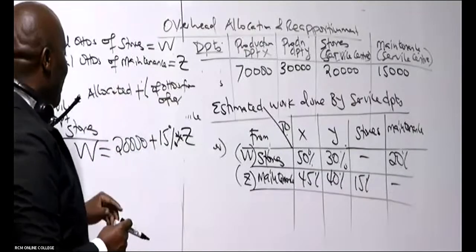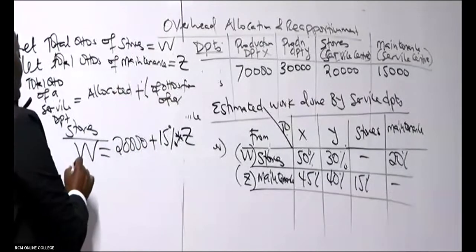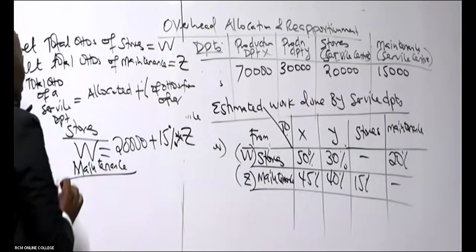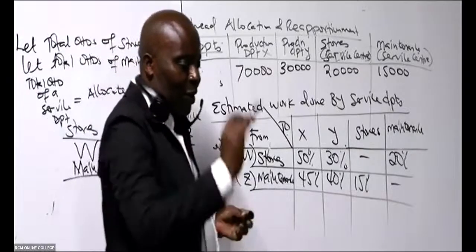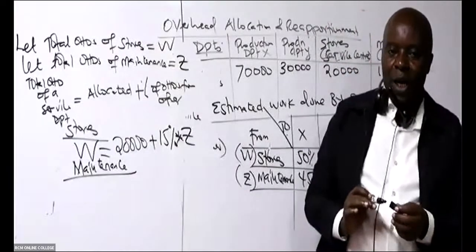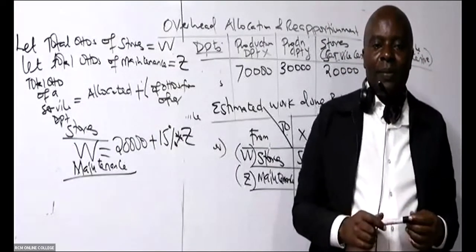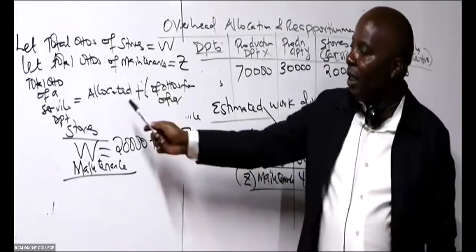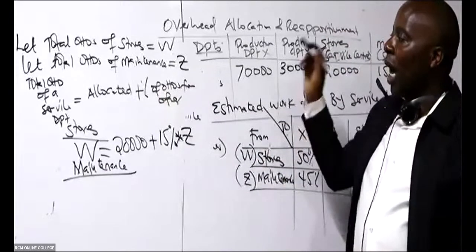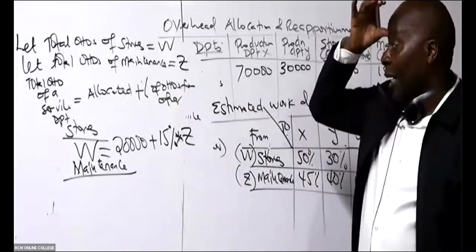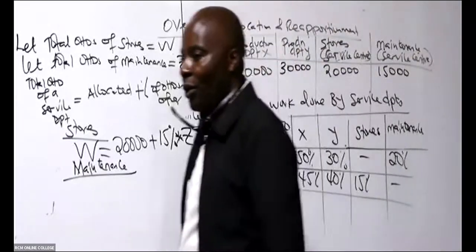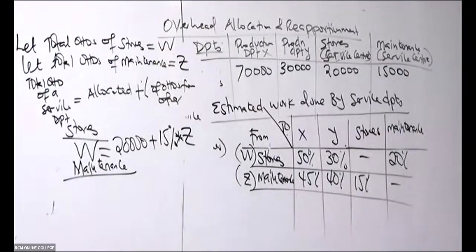So you simply want an equation. Now, let me see whether there is anybody who will be able to form an equation for us for maintenance. Just try, but if you don't get it right, so what? Just try writing any equation there. So long as you remember this major rule, that total overhead of a service department will be equal to allocated plus percentage of overhead from the other, you will never go wrong.